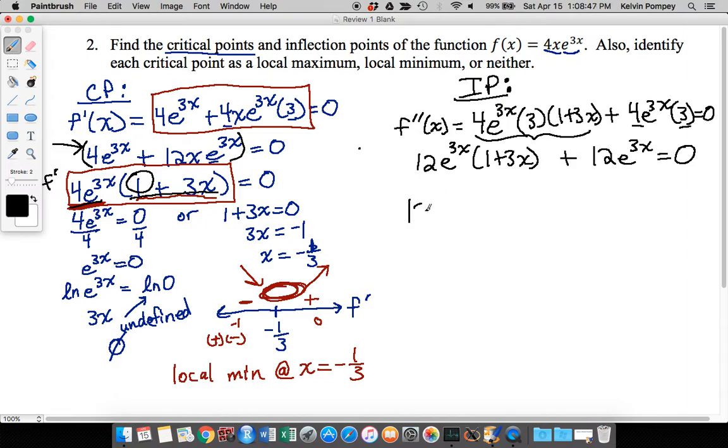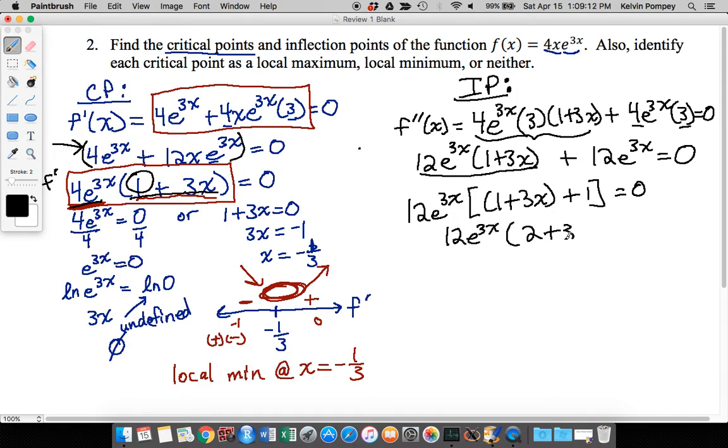And I can factor in order for me to solve for 0, right? If I factor out a 12e to the 3x, I'm going to be left with, and I could use a bracket here, it's like a parenthesis, nothing special, okay? This first term, I'm left with 1 plus 3x when I factor out this 12e to the 3x. And then the second term, I'm just left with 1. So this boils down to 12e to the 3x times 2 plus 3x. Because if I add this one with that one, I get 2, and I still have that 3x there.